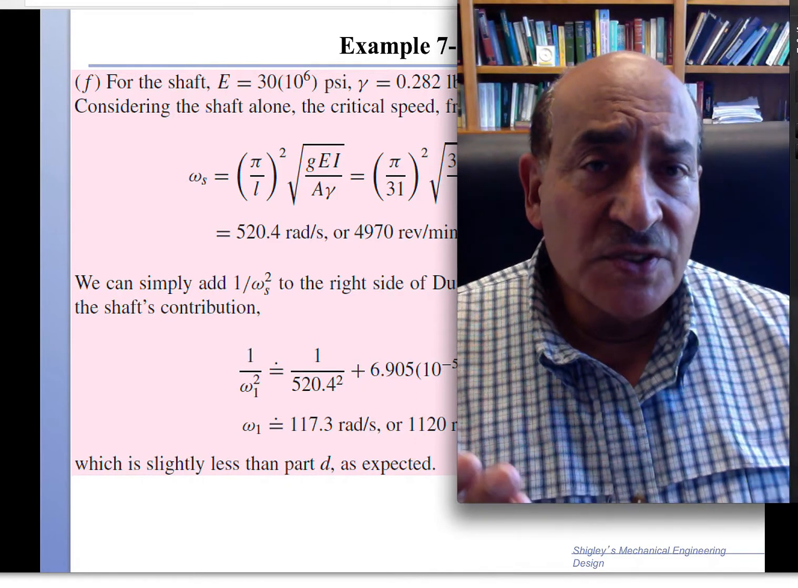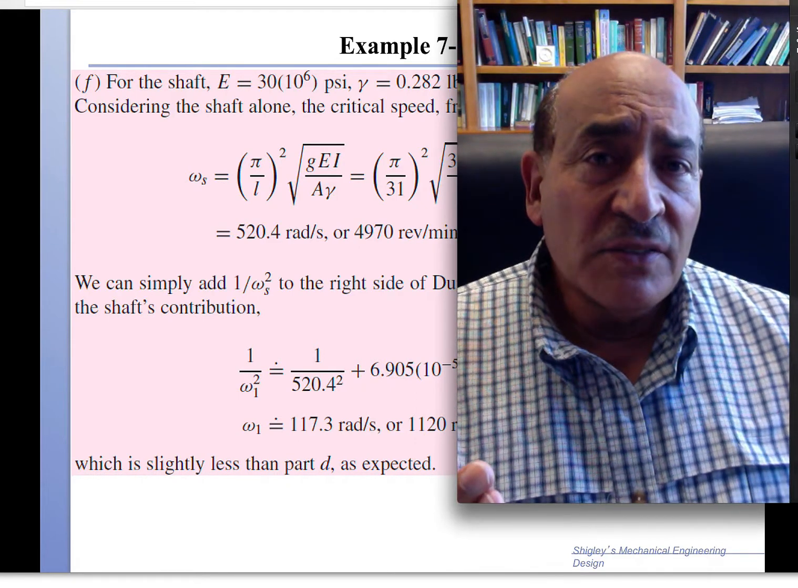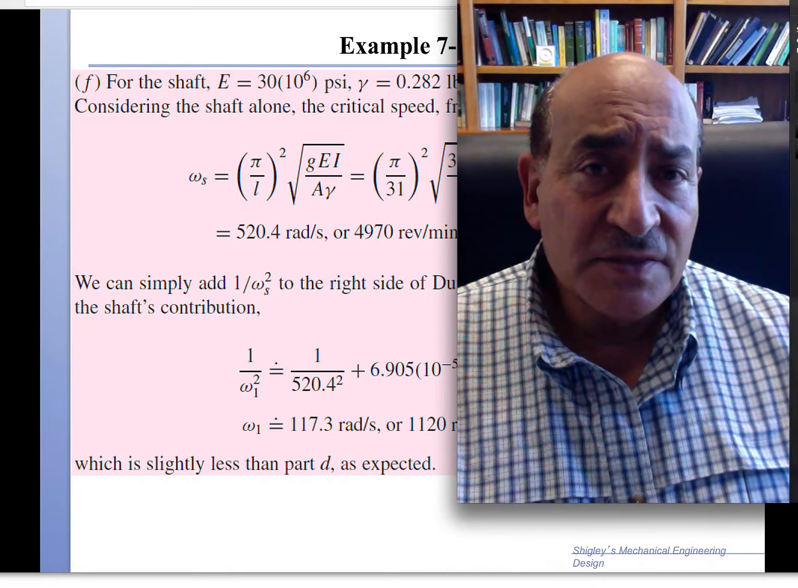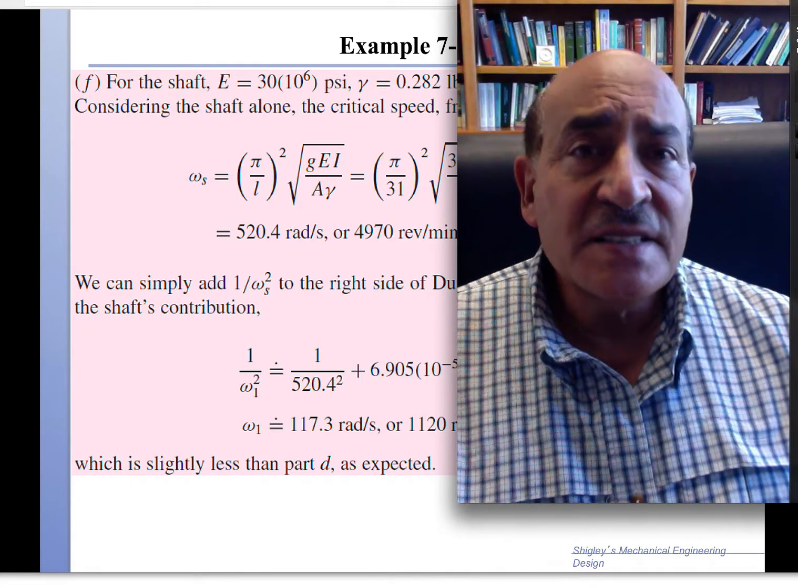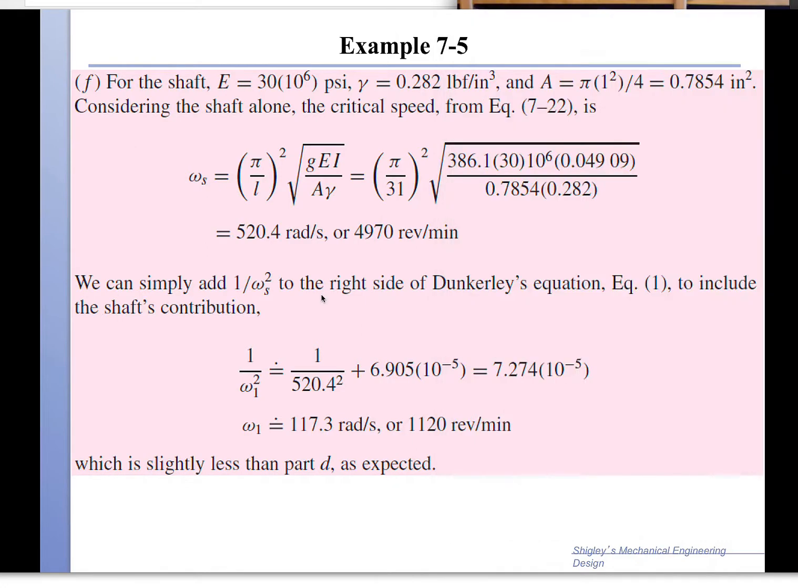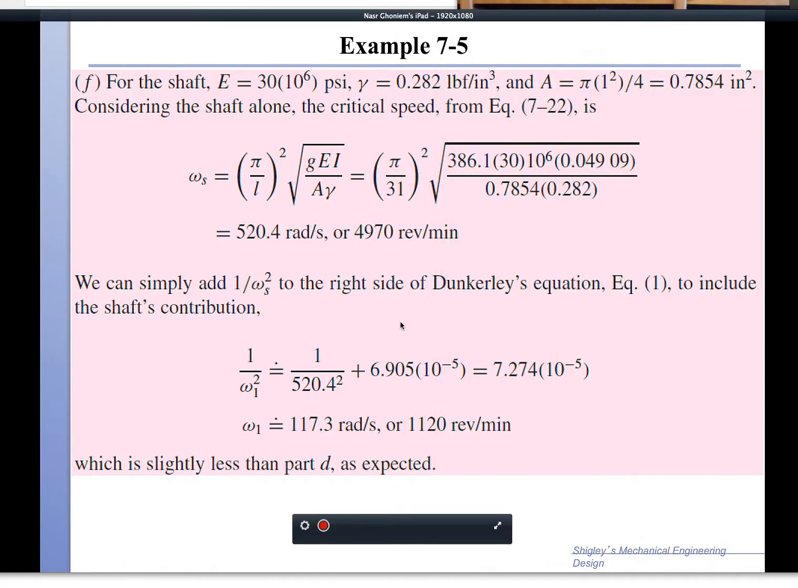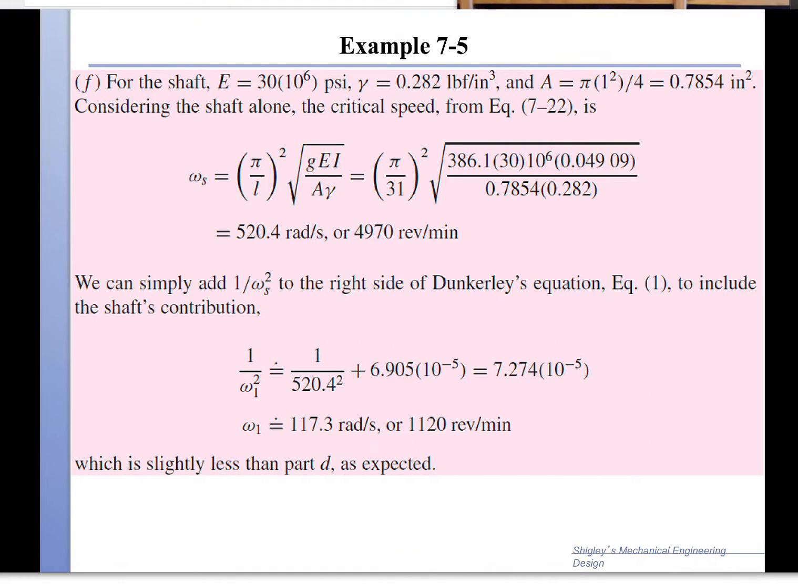Well, the solution is simple. We want to find the critical speed of the shaft by itself, and then treat it as if it is an additional mass to the system. And that's what we will do. For the shaft by itself, it has an elastic modulus of 30 MSI. Its weight is given in pound force per inch cubed, and this is the cross-sectional area. So we apply the equation we derived very early in this lecture for the shaft critical speed without any gears. And we find that it is very high, almost 5,000 RPM.